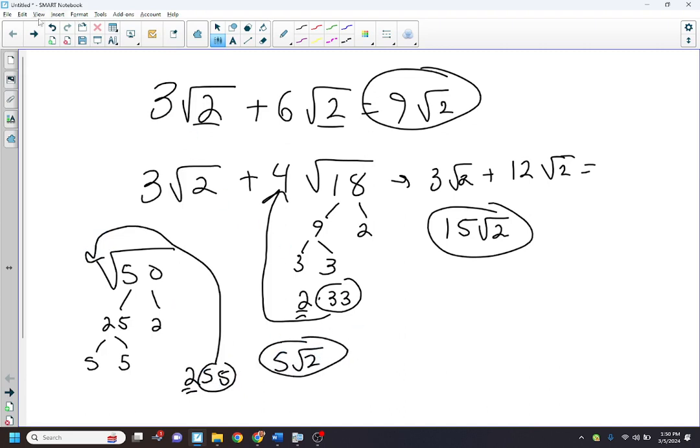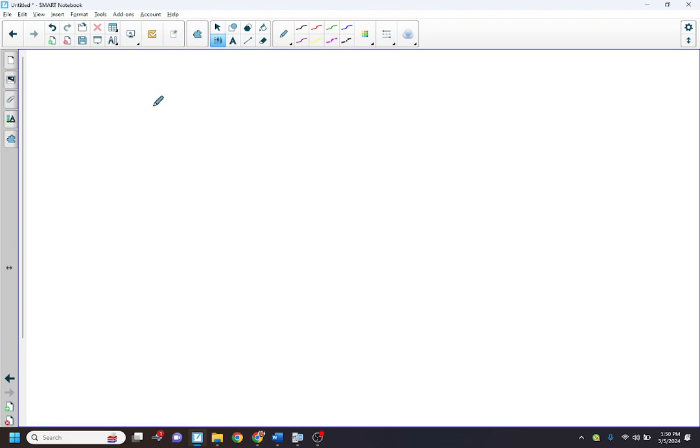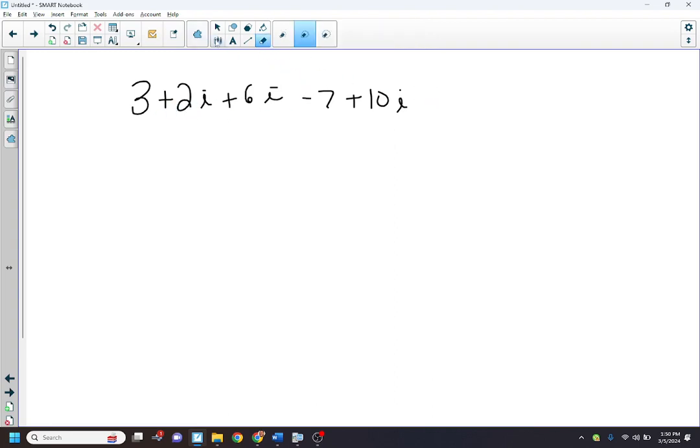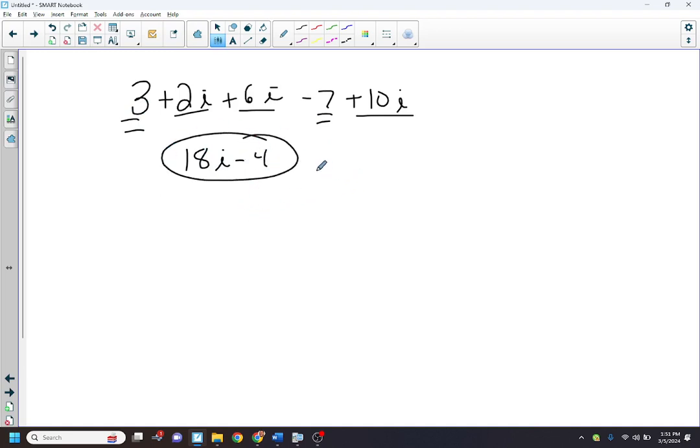Okay? When it comes to i's, it's the same rule. 3 plus 2i plus 6i minus 7 plus 10i. So in this situation, what you got to do is just combine like terms. So 2 plus 6 plus 10, 18i. 3, negative 7, negative 4. So 18i minus 4. Negative 4 plus 18i is also a correct answer.